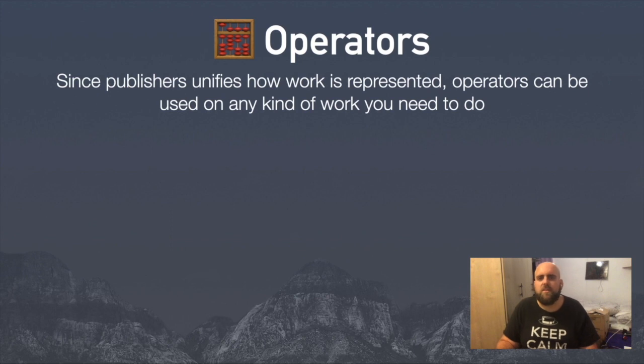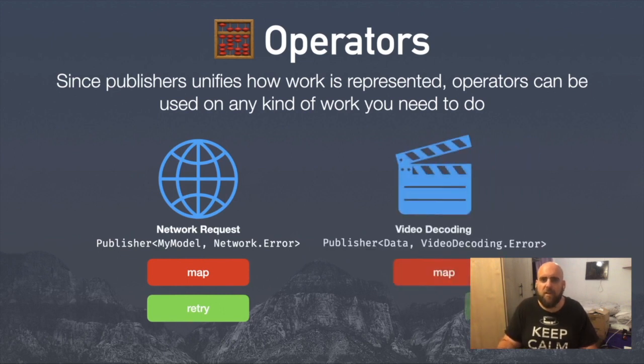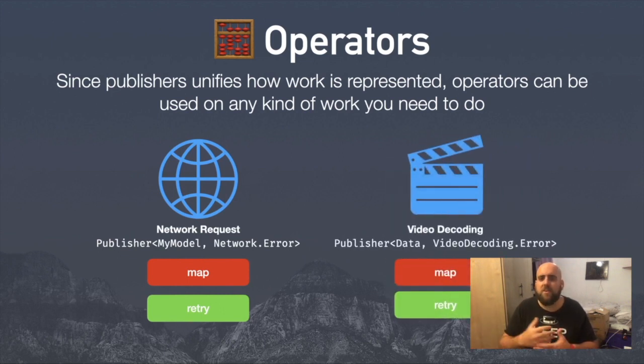So really, since, as I mentioned before, publishers unify how you represent asynchronous work, you can use all of these operators on whatever you want. So if you have a network request, it's quite easy to use map and retry on it, but why stop there? If you have a very long and heavy decoding session for a video, you can use the same map and retry. So that means that same vocabulary, the same language you learn is useful for every kind of asynchronous work you can wrap inside a publisher, which makes it a very transferable kind of skill.